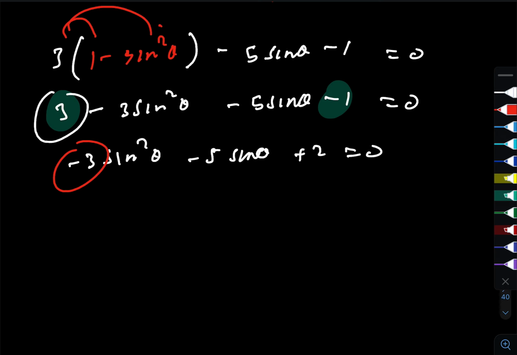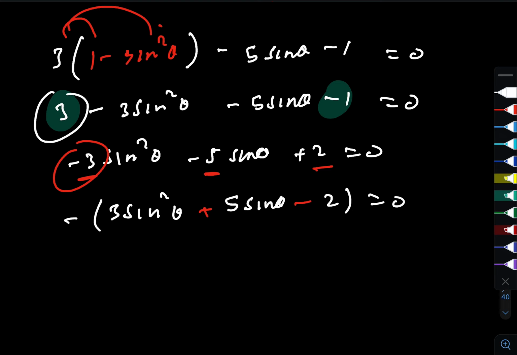Now I won't be able to take out the common factor of negative 3 because here is a 5 and here is a 2. So the negative 3 is not a common factor. However, I will be able to take out the common factor of negative 1. So I factor out the negative, and when you do that, it simply changes every sign inside the brackets. So this one is going to be plus 5 sine theta, and that one lastly is going to be minus 2.